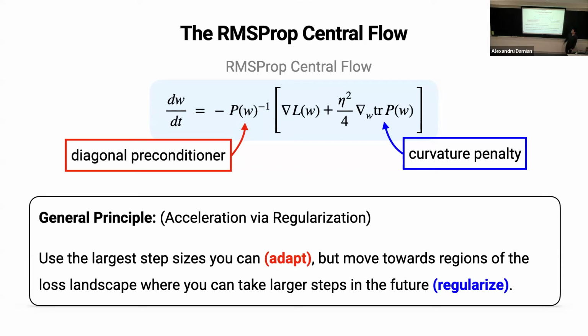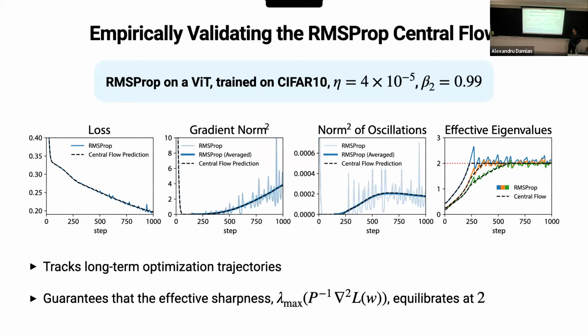The easiest way to test this is you can just delete this term from the central flow. If you use the same learning rates, but you delete the curvature penalty that comes from oscillation, you'll get a really bad optimizer. Again, we trained this on a bunch of different architectures. Here we predict the loss, the gradient norm, how much you oscillate, pretty much everything. So empirically, it seems like this is a very good match for the dynamics of RMSProp.